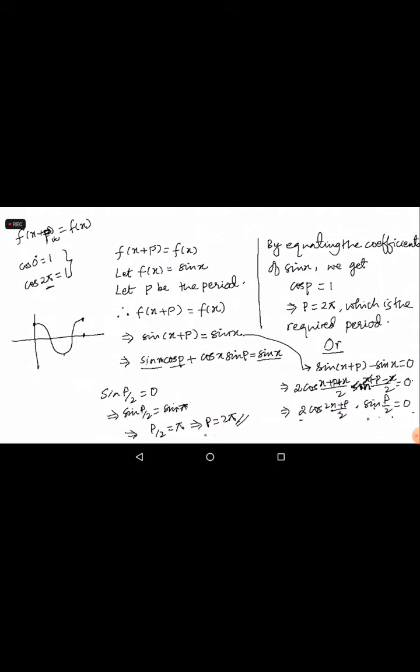Sin P/2 is equal to sin 0 cannot be taken because the period of the function is not equal to 0. That is not taken as 0. It is our least positive number. That's why we use a positive number, and neither do we use 0 even if it is possible in the equation. Your period is the least positive real number.